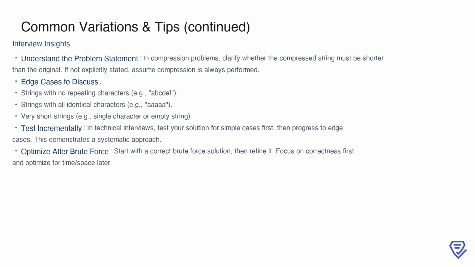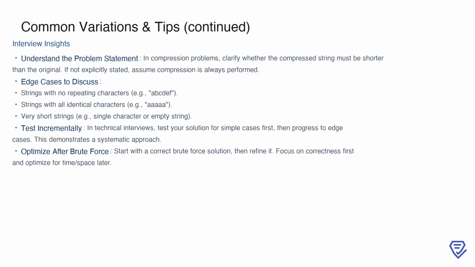When preparing for interviews, it's crucial to fully understand the problem statement. Specifically for compression problems, clarify whether the compressed string must be shorter than the original. If this isn't stated explicitly, assume compression is always performed. It's also important to discuss edge cases during the interview. Examples include strings with no repeating characters like ABCDF, strings consisting of all identical characters such as AAAA, and very short strings like a single character or an empty string.